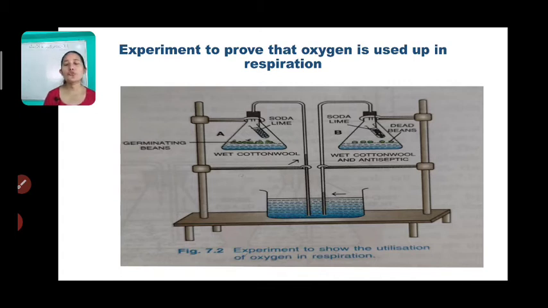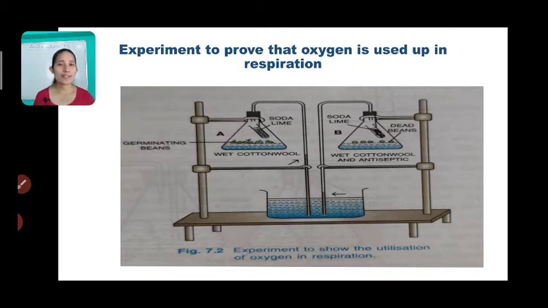If you go through the general meaning or definition of respiration, what is it? Respiration is a process in which glucose is broken down in the presence of oxygen to release heat and energy. So, in order to prove whether oxygen is really used up during respiration or not, this particular experiment is carried out.